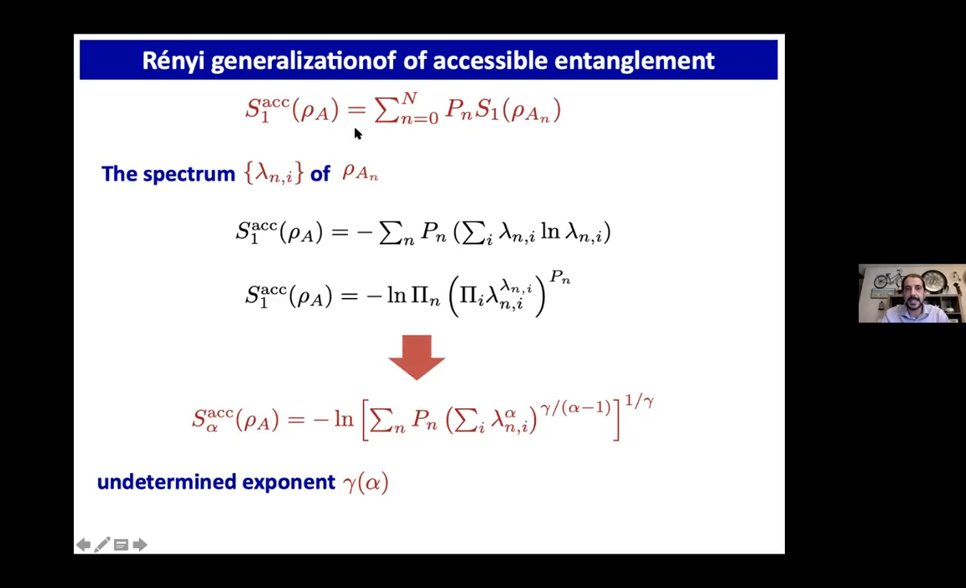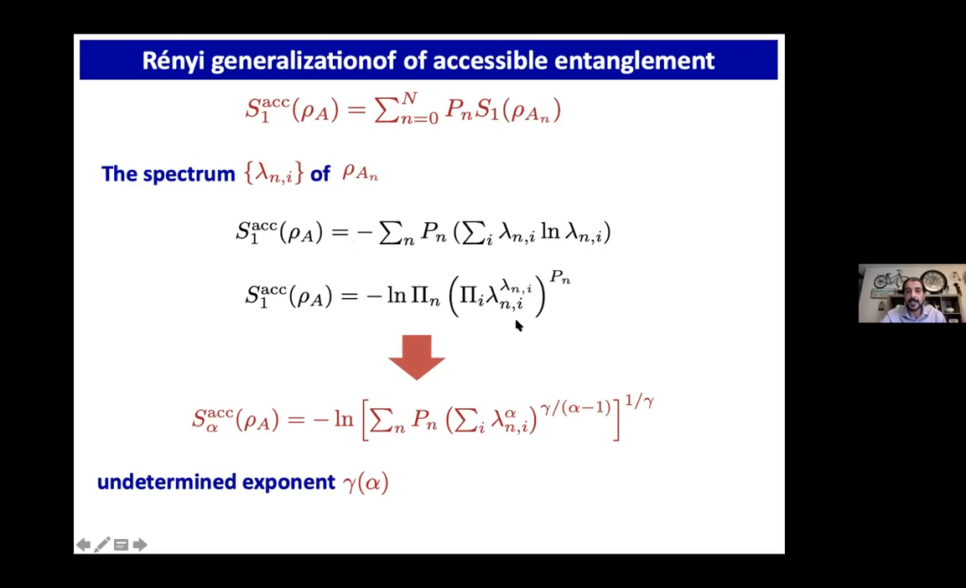We have a von Neumann definition of it, and let's try to write this in terms of the spectra, not of the total density matrix, but the combined spectra of all the projected density matrices. So the spectrum of rho AN is given by lambda n, and the i is just an index that runs over the entries of the eigenvalues of rho AN, the non-zero eigenvalues more appropriately. If we plug that in as we did before for the von Neumann entanglement entropy, we get the negative sign out.